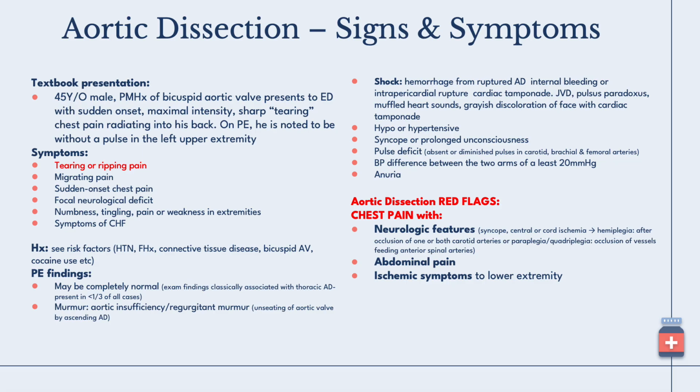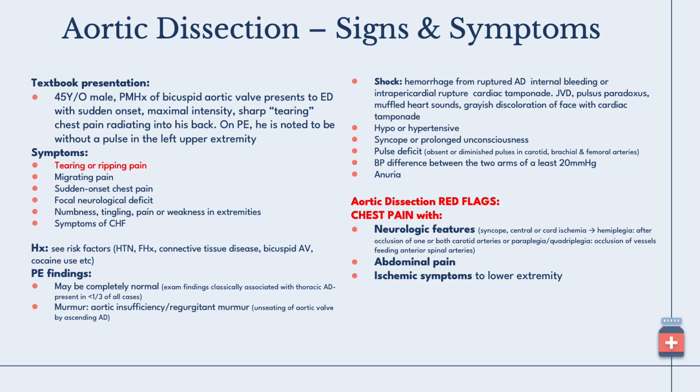Migrating pain, sudden onset chest pain. They may have a focal neurological deficit. That is a red flag. Things are going in the wrong direction. Numbness, tingling, pain, or weakness in the extremities. They may have symptoms of congestive heart failure. History. So think about all those risk factors: hypertension, family history, connective tissue disease, bicuspid valve, cocaine use.